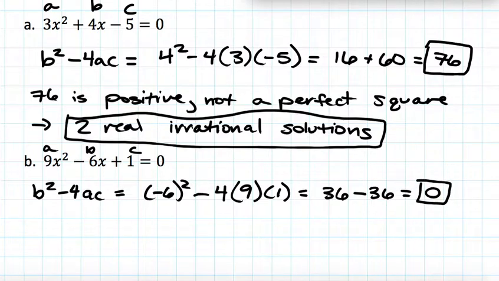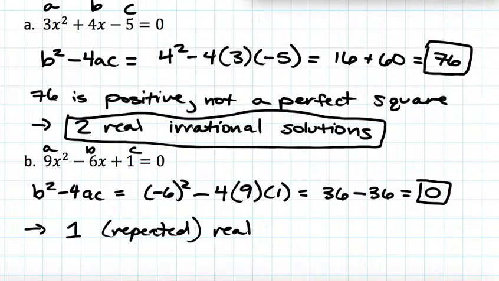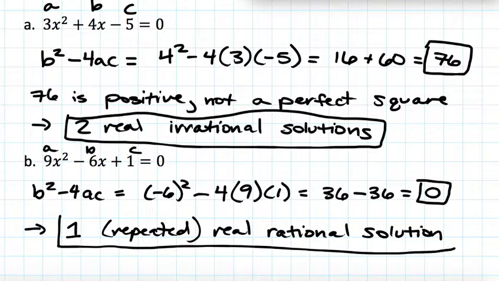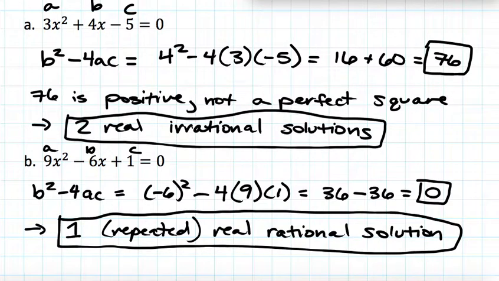So if the discriminant is 0, then that tells me that there is 1 repeated real rational solution. I'm using the exact same language that you'll see on MyMathLab here to be consistent. So that's the answer for that part.